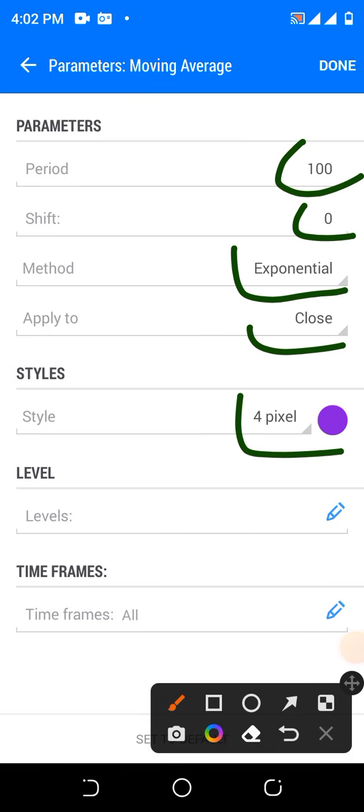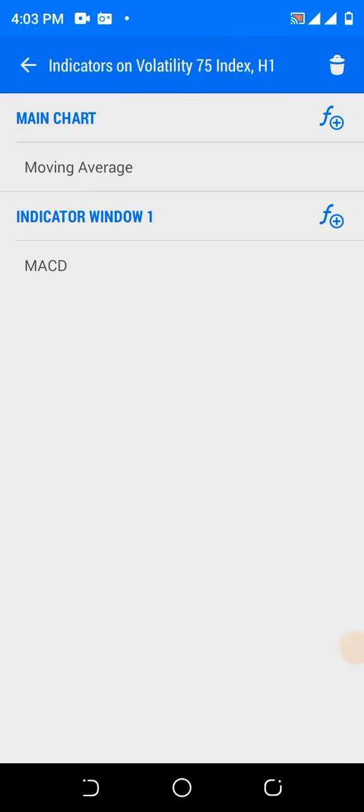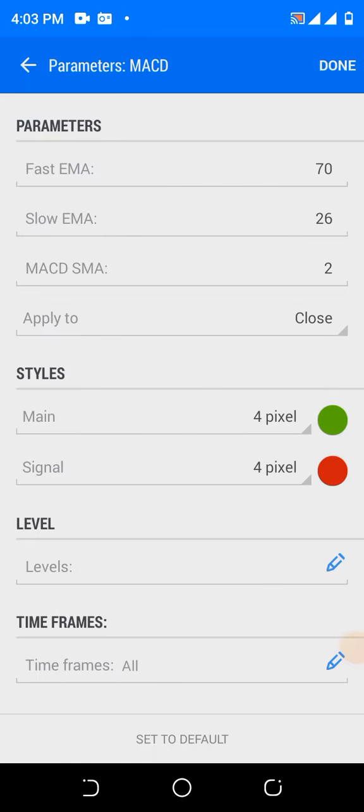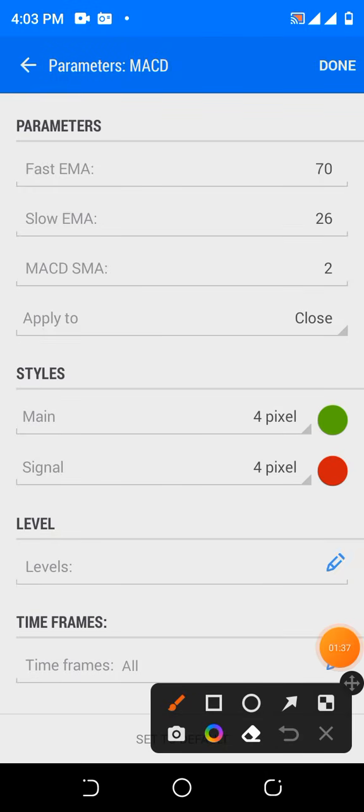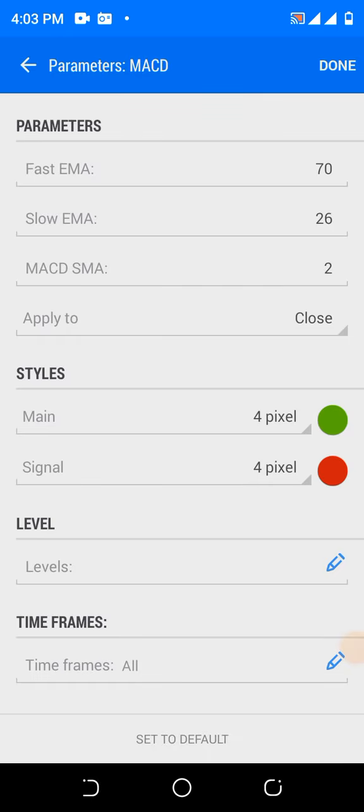Once you're done setting the moving average this way, you click on Done. The next indicator is the MACD indicator. So you click on MACD. Here are the parameters you need to set up the MACD indicator. Fast EMA is 70, slow EMA is 26, MACD SMA is 2. Apply to close. For the style: main 4 pixel, signal 4 pixel, red and green color. Once you're done setting up the MACD indicator, you click on Done.